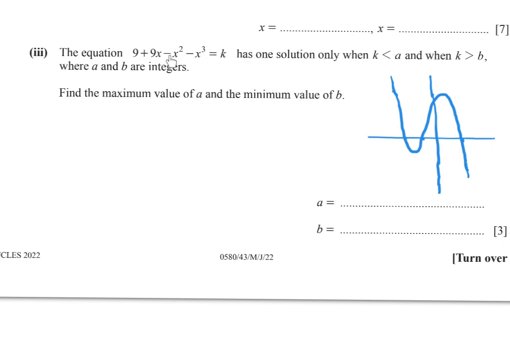This is the graph of the original function. To solve this equation, we need to draw the graph of the function. It's drawn for you, we drew that before. And the line y equal k, a horizontal line. I need the horizontal line to intersect this curve in one solution, so in only one point. So this line should be above the maximum point, or below the minimum point. Like that. Below the minimum or above the maximum.